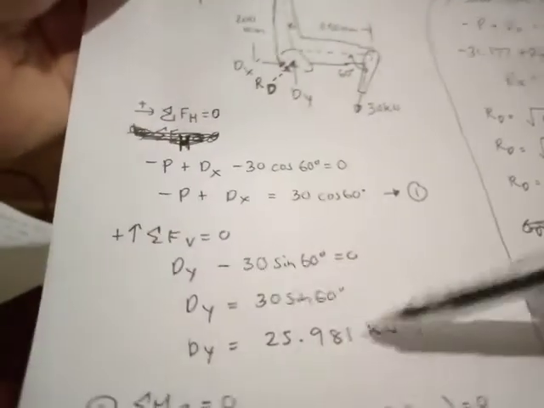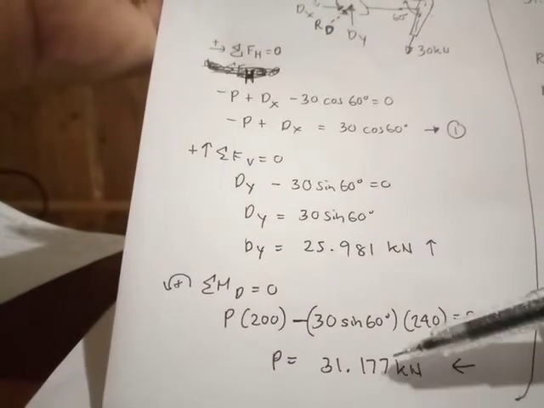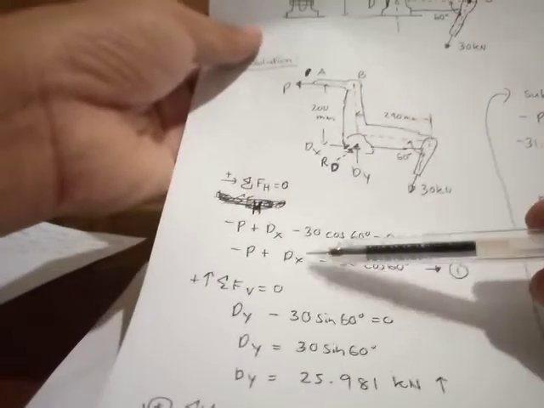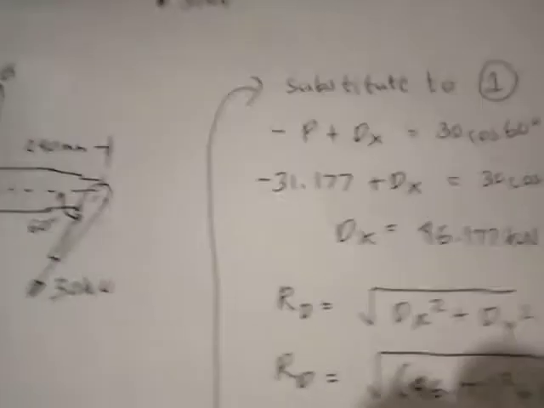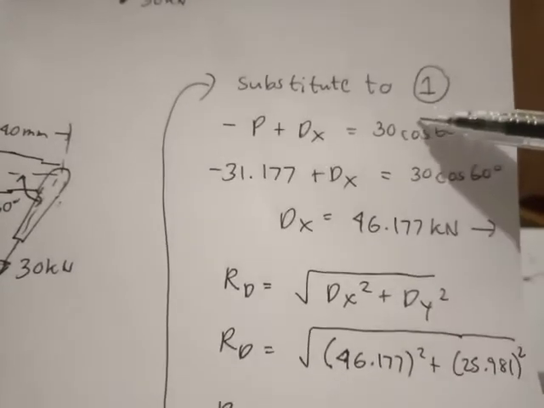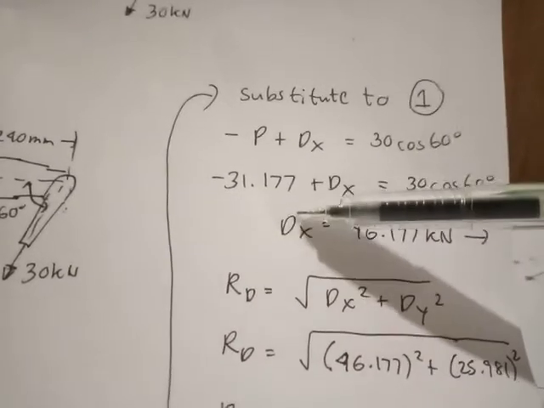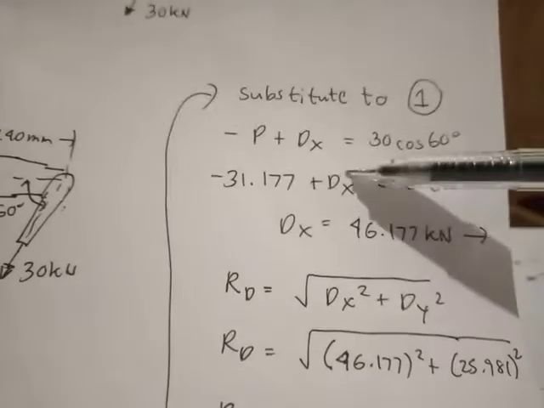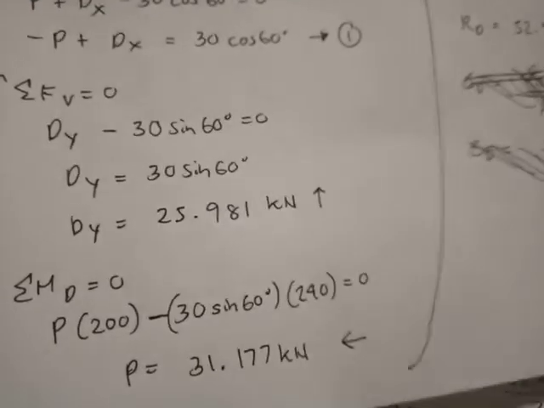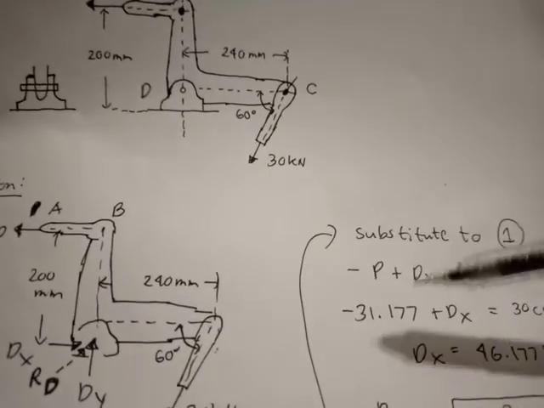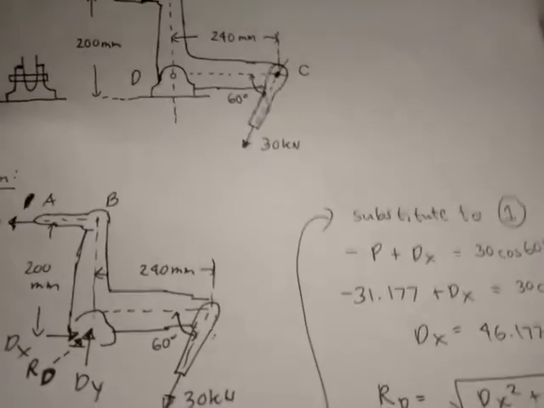Okay? So, since meron na tayong value nito ng dy at saka ni P, pwede nating i-substitute kay equation number 1. Ito sa equation na to. Ito yung nangyayari. Okay? So, sinubstitute natin P, negative P plus dx equals 30 cosine 60. Okay, naging 31.177 plus dx equals 30 cosine 60. Kasi may value na tayo ni P. Ayan. To the left siya. Kasi yung sagot dyan is negative. Kaya to the left.